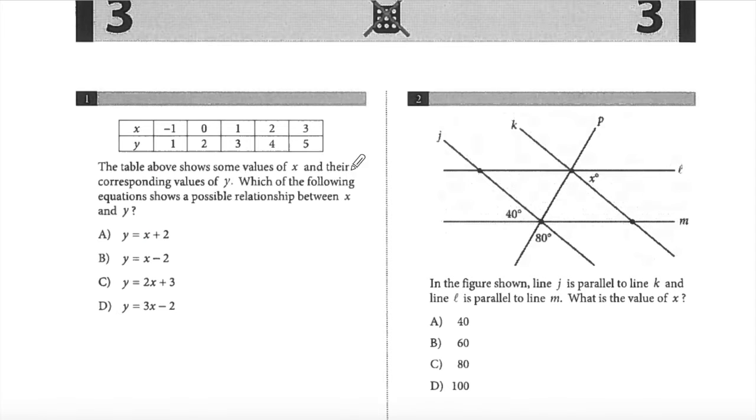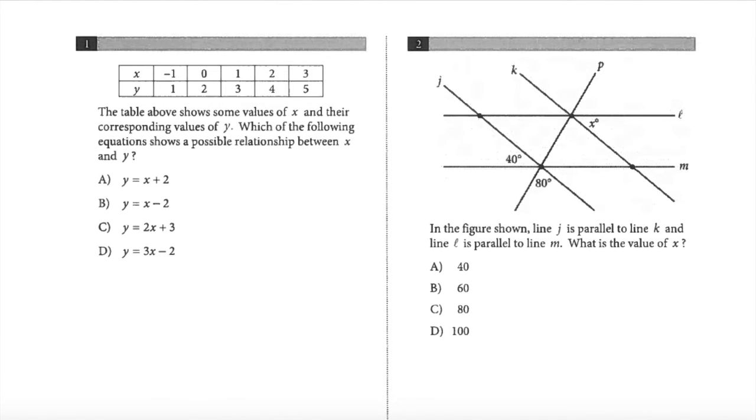The table shows some values of x and their corresponding values of y. Which of the following shows a possible relationship between x and y? Remember in my previous videos I've talked about how substituting is the best way to solve these. So I'm always trying to choose values that have 0 in them because that's the quickest. So 0 plus 2 is 2, so we're good with that one. 0 minus 2 is negative 2, so that doesn't work. If I plug in 0 here, it's 0 plus 3, which is 3, and here 0 minus 2 is negative 2. So this was actually the easiest question. It's just A. Okay? Alright, let's keep going.